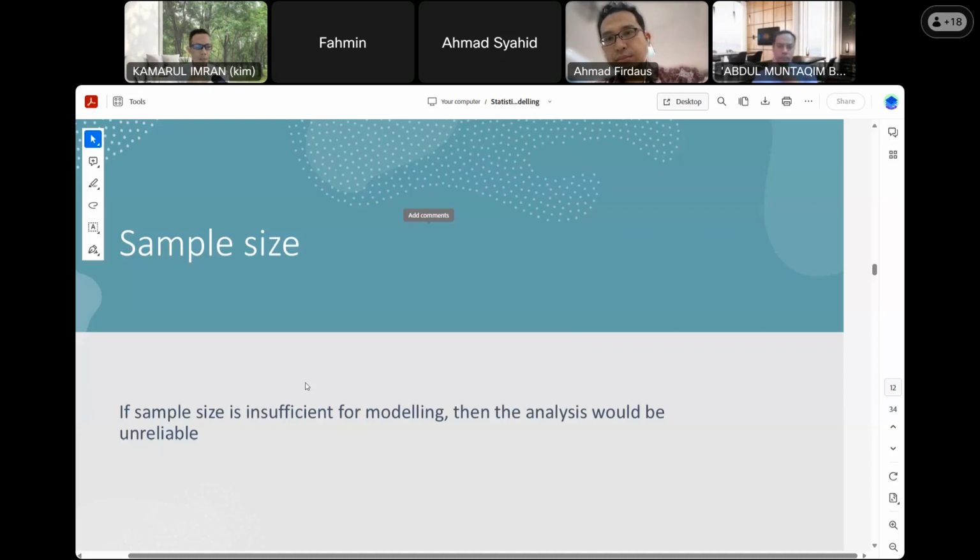It is not everything. So at least we know that if the sample size is too small, then it will not have good power for you to analyze or to make inference about your model kan. So that's the implication lah.